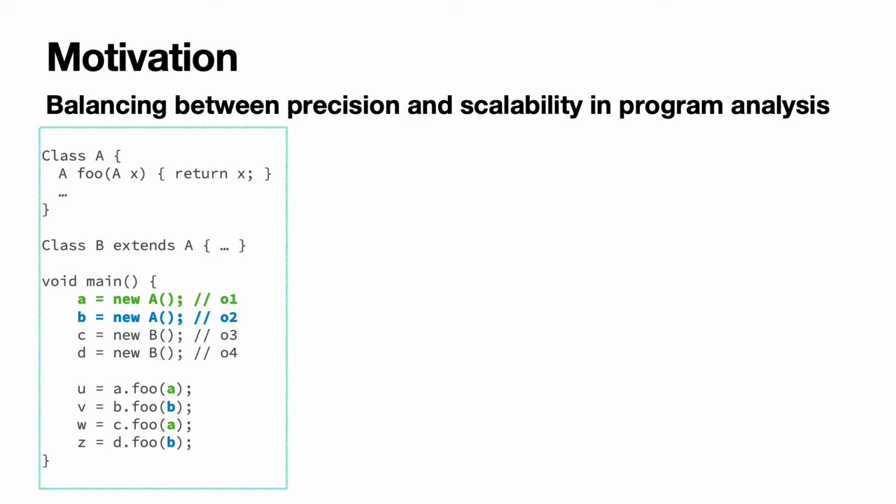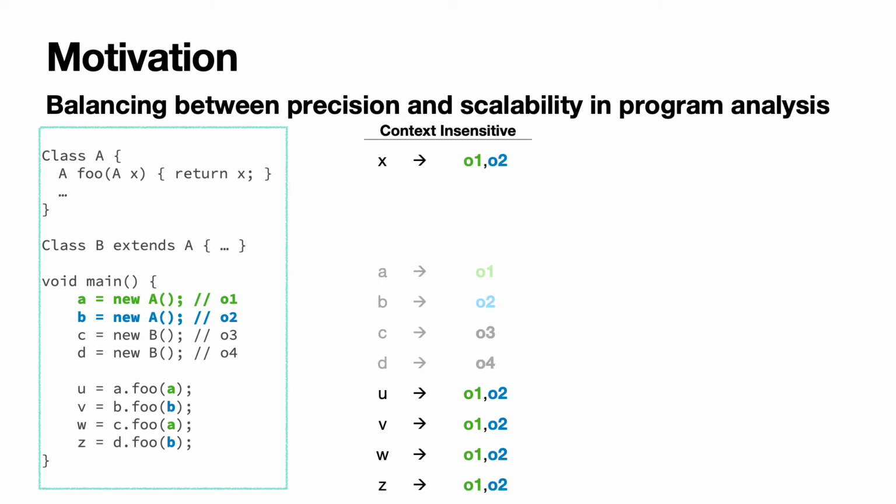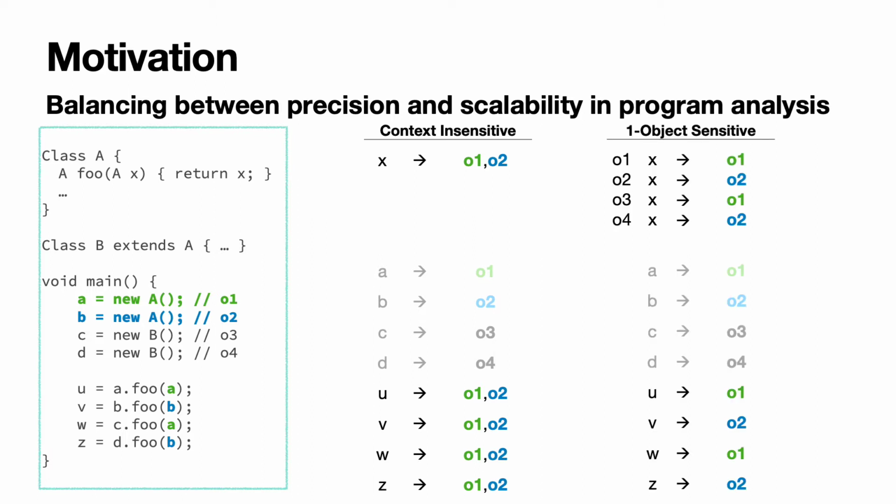At first, we apply a context-insensitive points-to analysis to this code. It cannot distinguish the argument x in foo under different calling contexts. The analysis imprecisely derives that U, V, W, Z may point to both O1 and O2. To distinguish different method calls, we can use the most recent receiver object of the foo method to abstract calling contexts. That is, one-object-sensitive analysis. Then we can correctly distinguish O1 and O2.